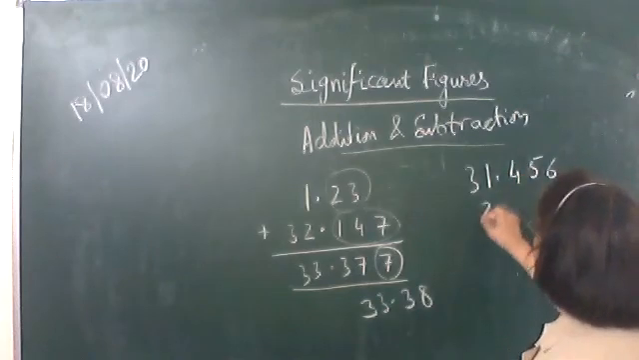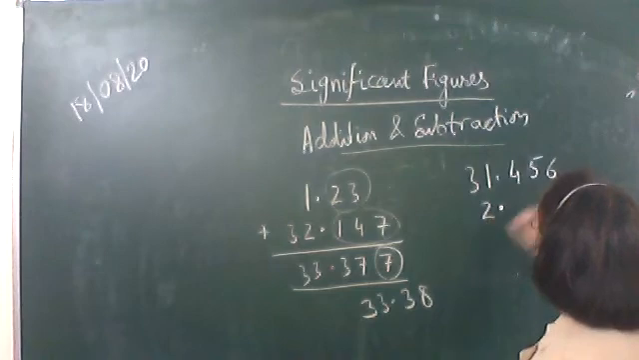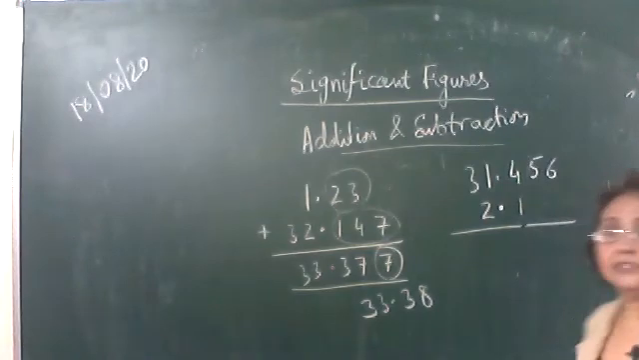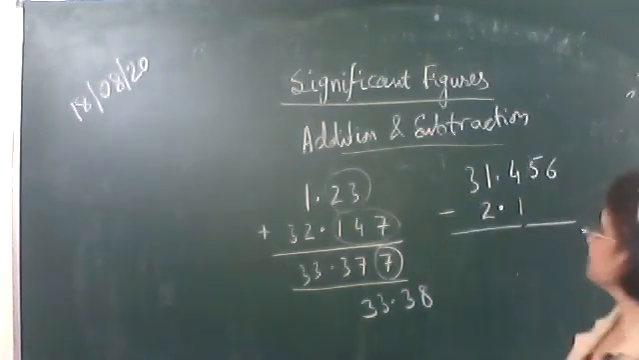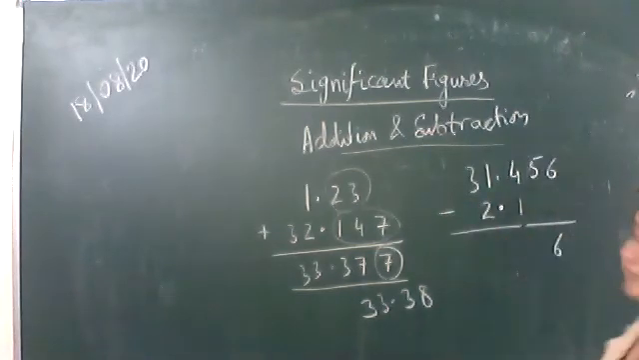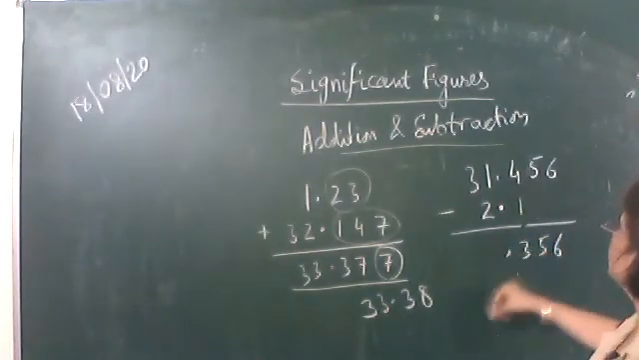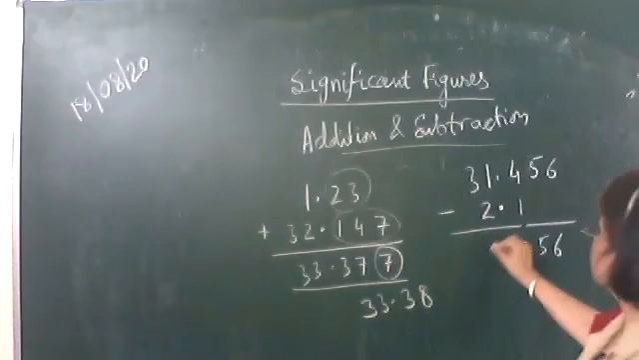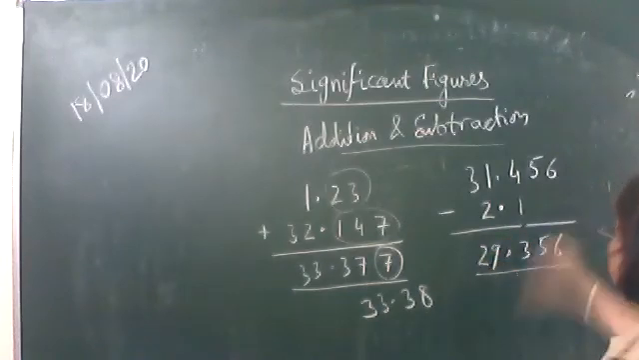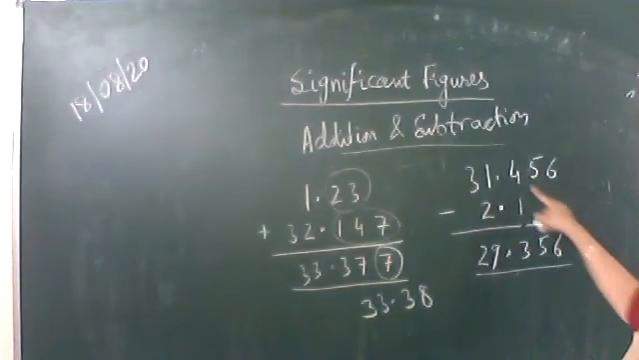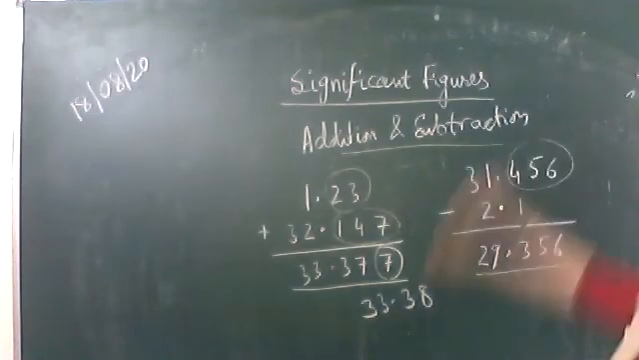31.456 minus 2.13 or 2.1 only. Okay, so you have to subtract these values, subtract in the same manner. 5, 4 minus 1 is 3. This is 9, 29. Okay, so here again see the number of digits after the decimal.